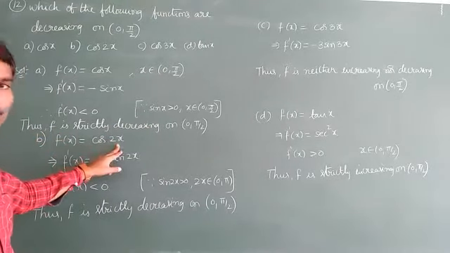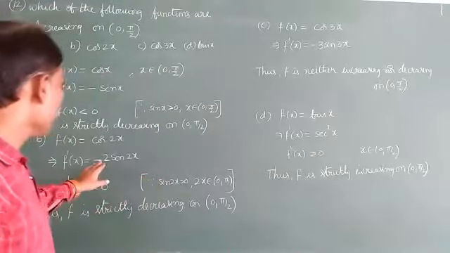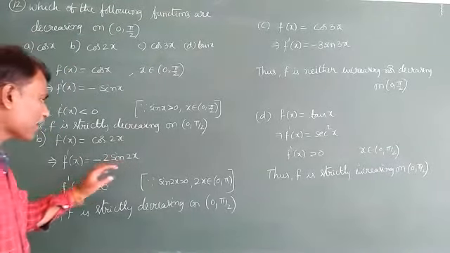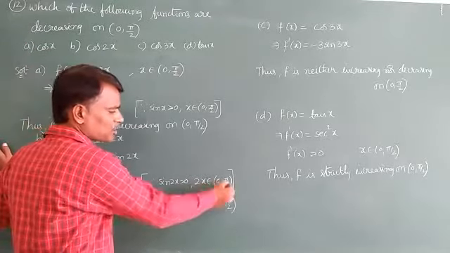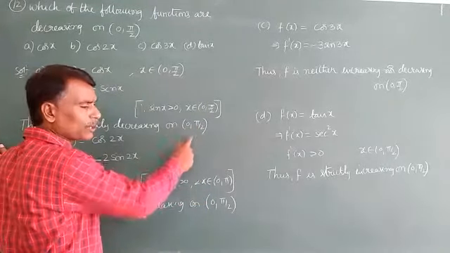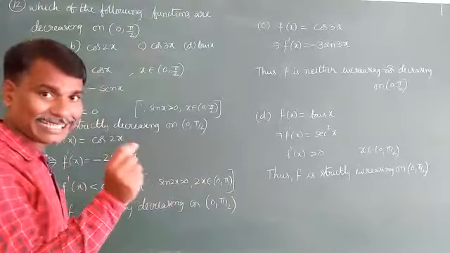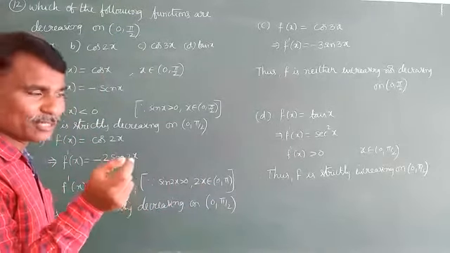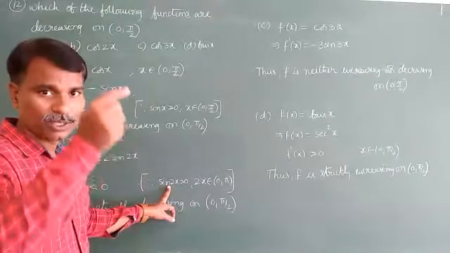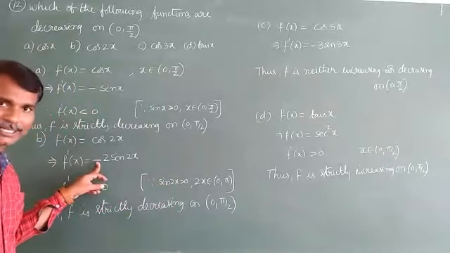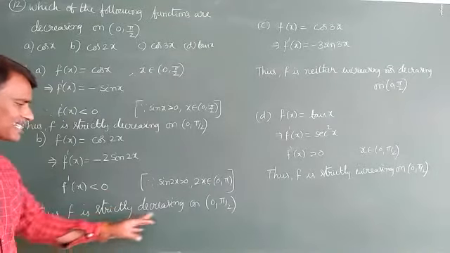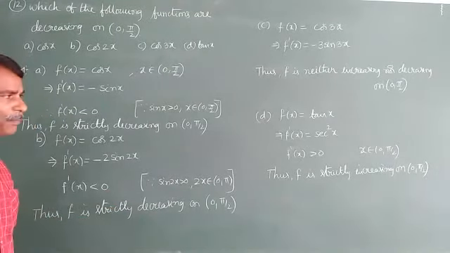Next function, cos 2x. Cos 2x differentiation is minus 2 into sin 2x. If you observe, x belongs to 0 comma pi by 2, so if you multiply with 2, 2x belongs to 0 comma pi, which indicates the first two quadrants. In the first two quadrants the sin function is positive. Positive into minus becomes negative only. f dash of x is less than 0. It is strictly decreasing on 0 comma pi by 2.